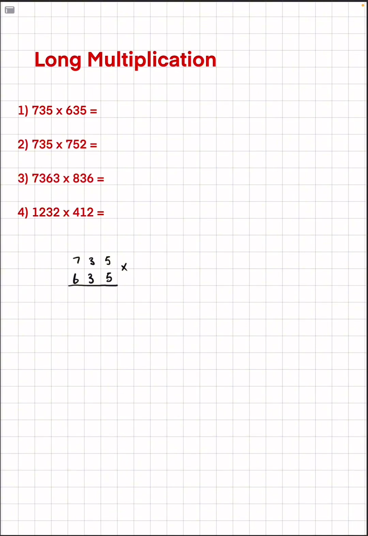So 5 times 5 is 25. We always put down the units and carry the tens. So we've got 5 and we're going to carry 2. 5 times 3 is 15. Add 2 is 17. We're going to put the units down and carry the tens. 5 times 7 is 35. Add 1 is 36.